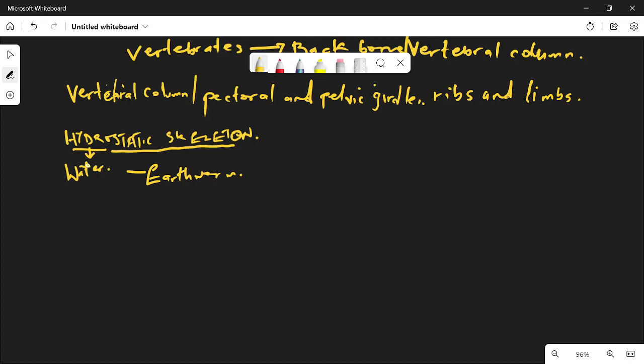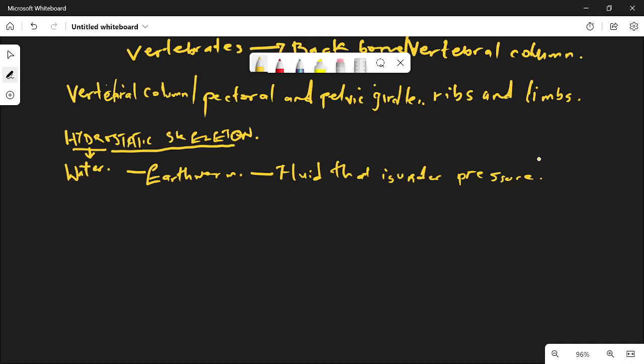So that is how we have what we refer to as the hydroskeleton. I said that it has fluid that is under pressure. So that is that about the hydrostatic skeleton.